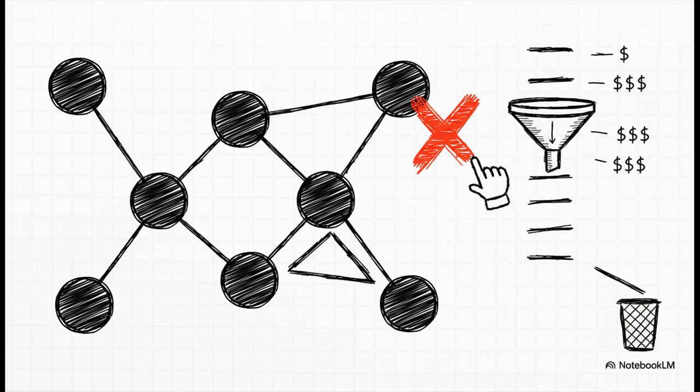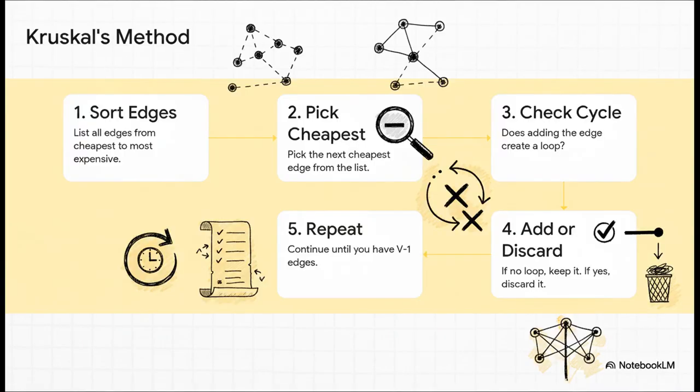This one was developed back in 1956, and its strategy is beautiful. It's so straightforward. It focuses entirely on the connections, or the edges, themselves. The process is so simple, it's almost elegant. Step 1, you make a big ol' list of every possible connection, and you sort it by cost, from cheapest to most expensive. Then, you just start at the top of the list and go.